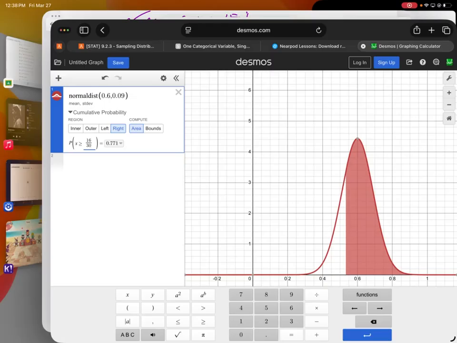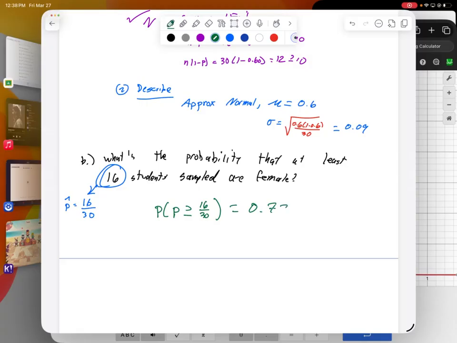Now, I did my standard deviation as 0.09. If I added more decimals, my final answer would be slightly different than 0.771. You might end up getting like 0.78, or 0.781, 0.782. The reason is how many decimals you go out for your standard deviation. If you wrote all the decimals, you'd get a more accurate answer, but this is right in the vicinity. There's a 77% probability that if I sampled 30 students, I get at least 16 females. Pretty likely, right? Given that 60% of all students are female, if I sample 30, I'll likely get at least 16. And that's how we do it.